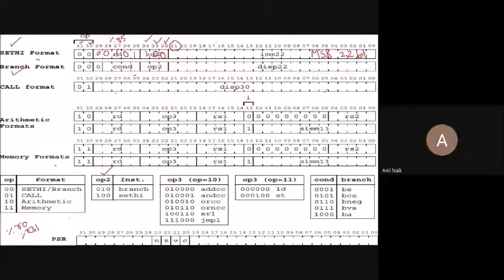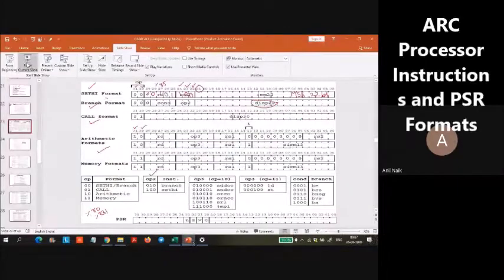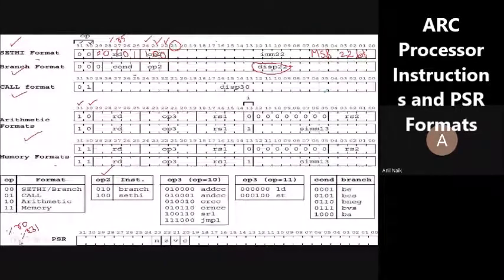Similar to the branch instructions, it uses the 22 bits for calculating the address, meaning where to jump. Then call instructions, then arithmetic instructions. These 2 bits will identify whether it is an arithmetic instruction, a call instruction, or a memory instruction. For arithmetic instruction it is 10, and for memory instruction it is 11. So I hope it is clear to all.